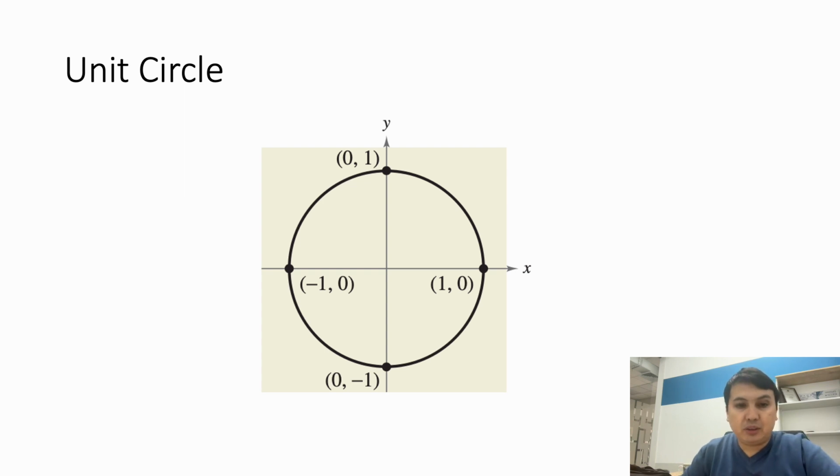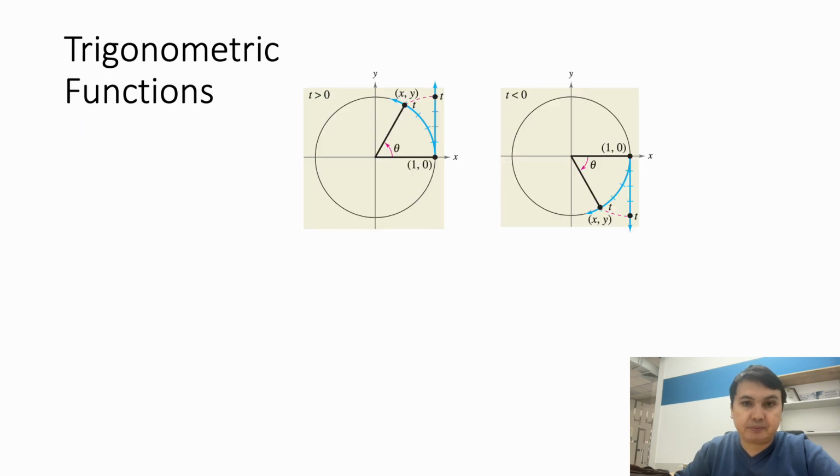Well, the unit circle is placed on the x, y coordinate system with the origin at the center. And why do we call it a unit circle? Because the radius is equal to 1. Okay, so now let's define trigonometric functions on the unit circle.